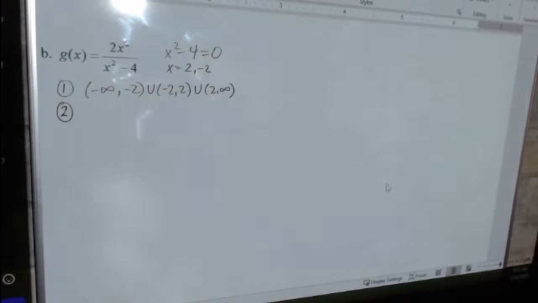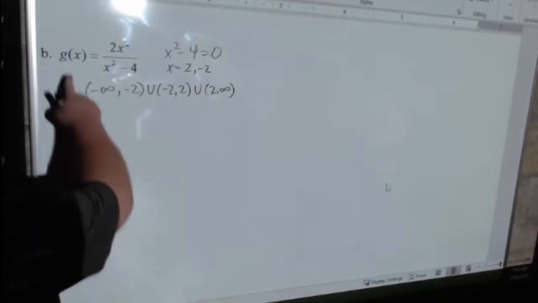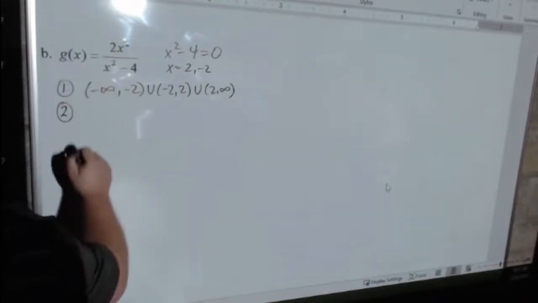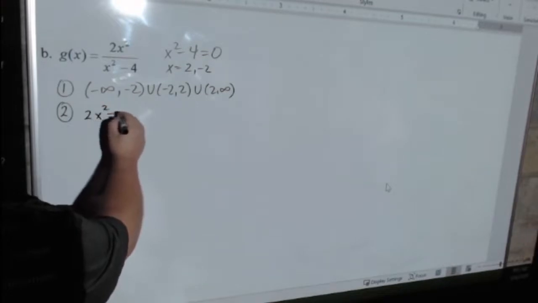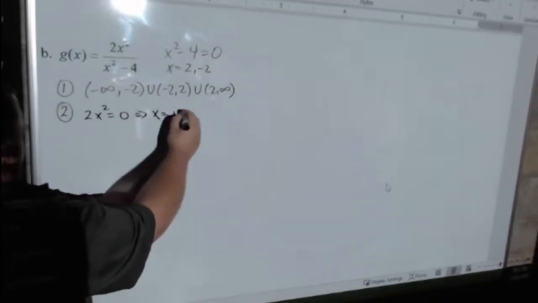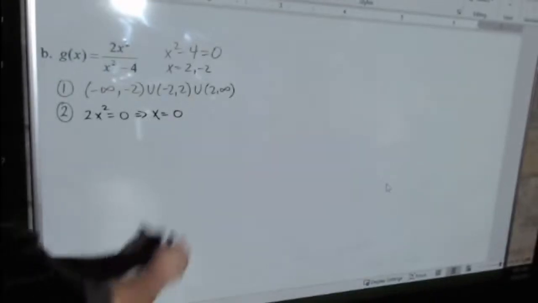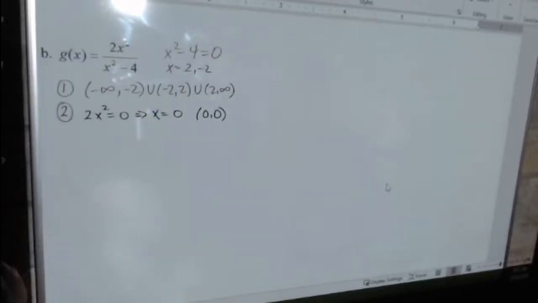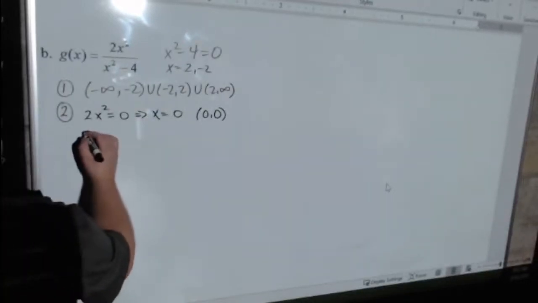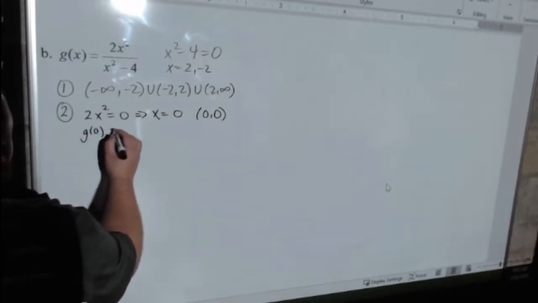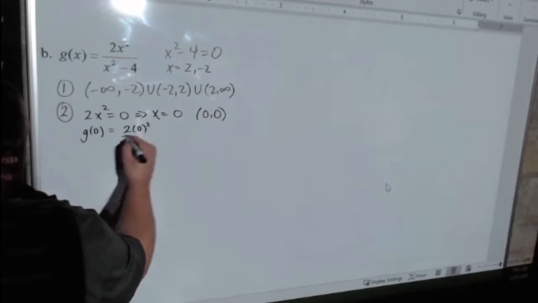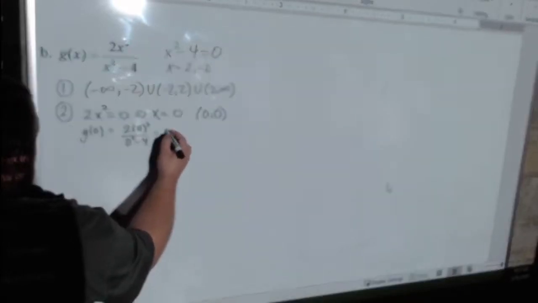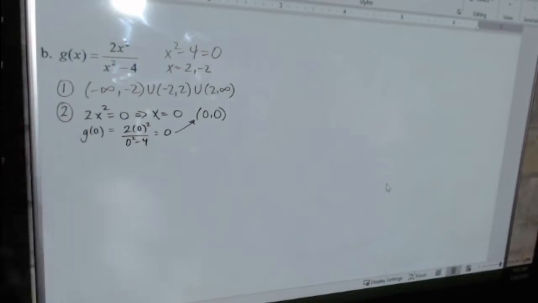Second part, look for intercepts. So set this thing to 0. You get x equals 0. So that's the origin again. And then if we plug in x equals 0, we get 0 again. So our only intercept is the origin.